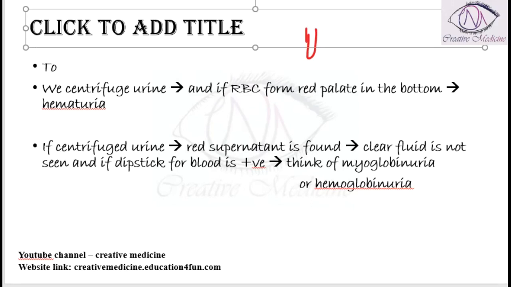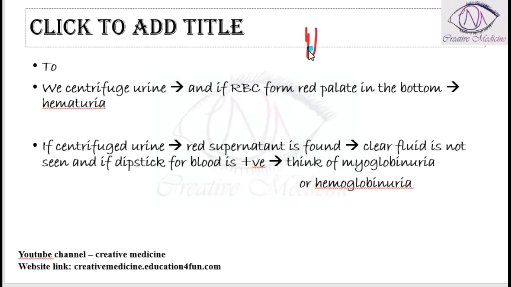Once you have centrifuged it, you will see the urine here, and at the bottom you will be able to see the red blood cells. In such a case, it is hematuria.